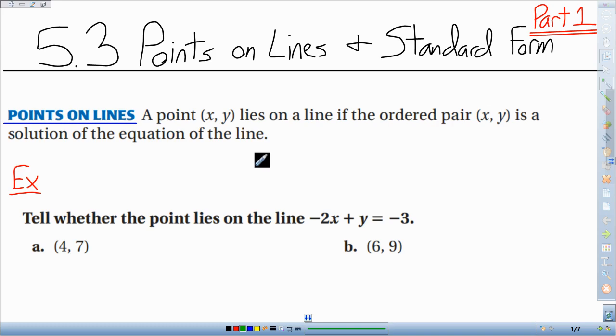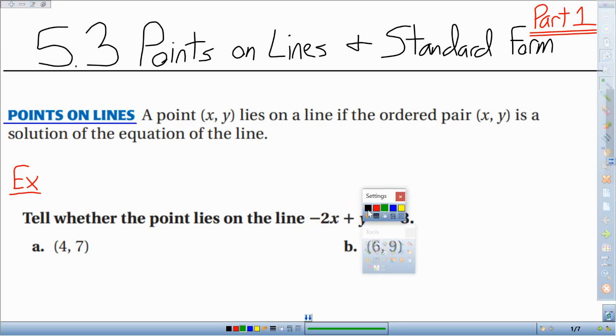They're going to ask us, tell whether the point lies on the line. For us to say yes, when we plug in these numbers, it needs to be a solution to our equation, meaning it needs to work, it needs to actually equal, both sides need to be equal. Okay, so let's go ahead and take a try here on this first example.